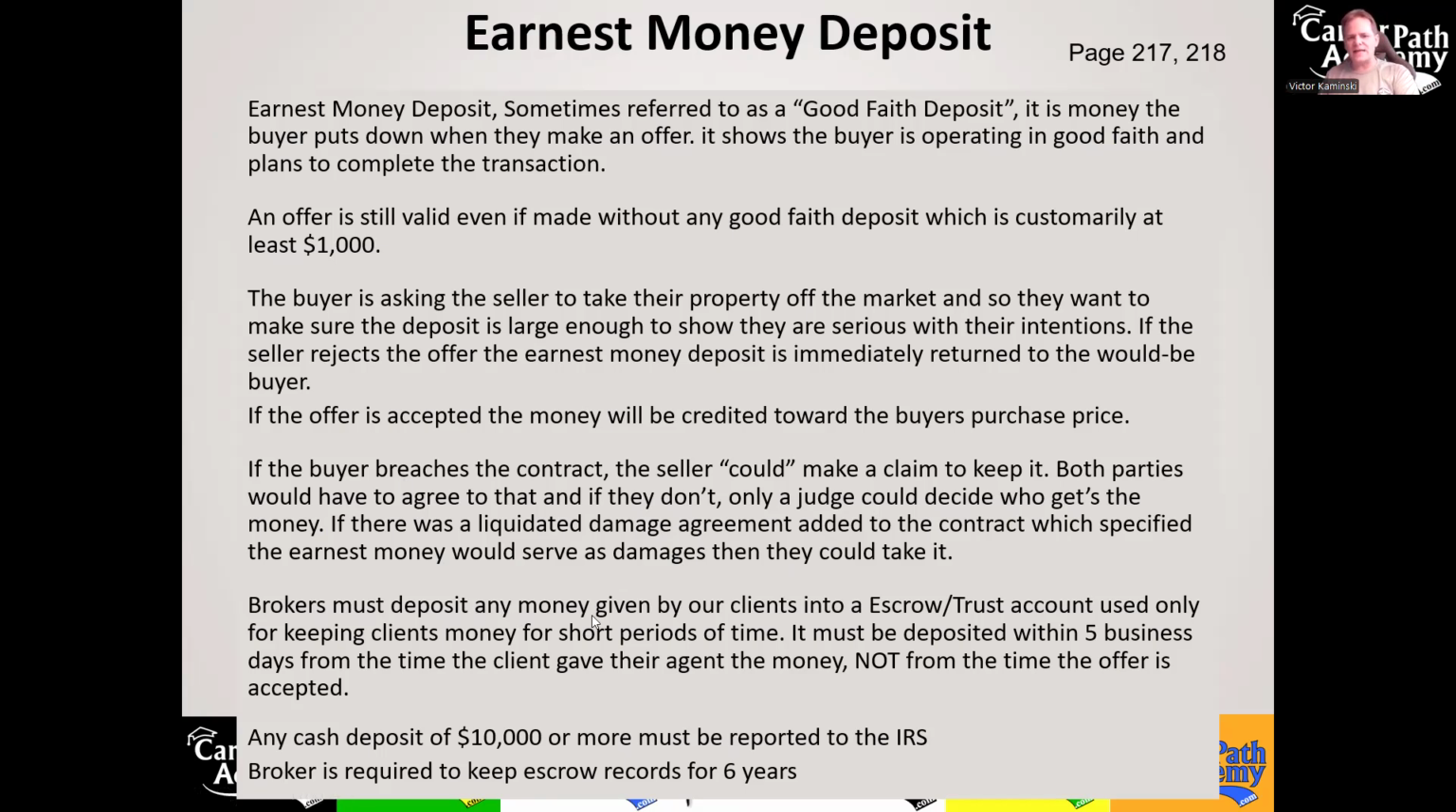Brokers must deposit any money given by our clients into an escrow or trust account, used only for keeping clients' money for short periods of time. It must be deposited within 5 business days from the time the client gave their agent the money, not from the time that the offer is accepted. Any cash deposit of $10,000 or more must be reported to the IRS, and brokers are required to keep escrow records for 6 years.